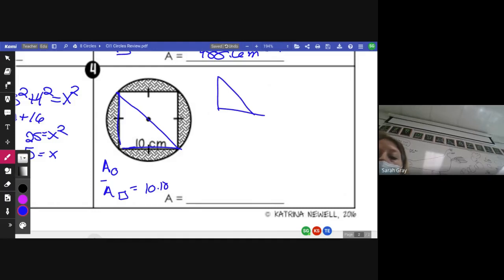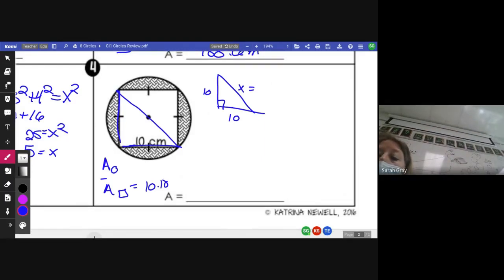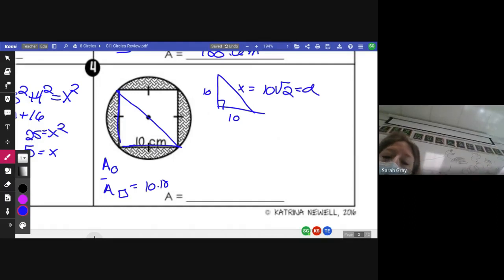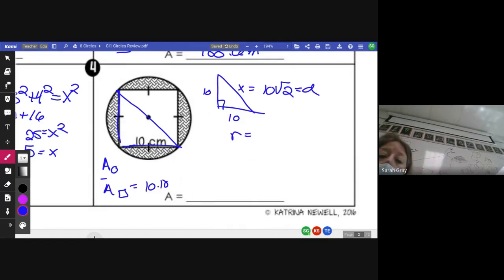But if you pull it out like this, you have your right triangle. It's 10 here, it's 10 here, and you can find the hypotenuse. So you can do Pythagorean theorem, or this is a 45, 45, 90 right triangle. So I know my hypotenuse is going to be 10 root 2. But if you do Pythagorean theorem, you're fine. You'll just get a decimal. That is the whole diameter. So my radius is going to be half of that, which is 5 root 2.